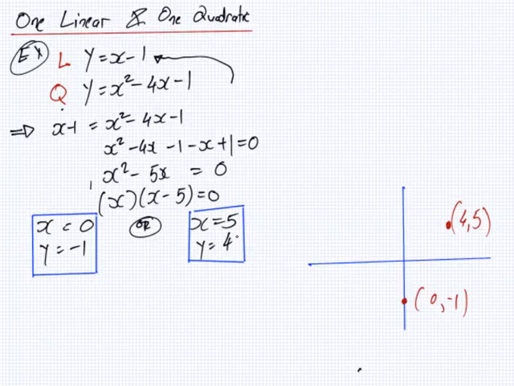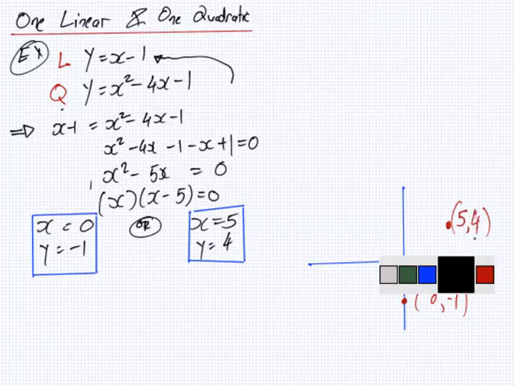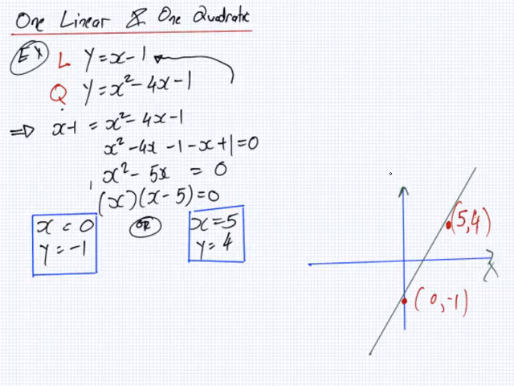Was it 5 and 4? Yeah. 5 and 4 then. Okay, so we know that both those points are on the line. So the line will look something like that. But we also know both of them are on the quadratic. And the quadratic looks like this then, or roughly. So this is the reason why there are 2 solutions, because the line cuts the quadratic twice.